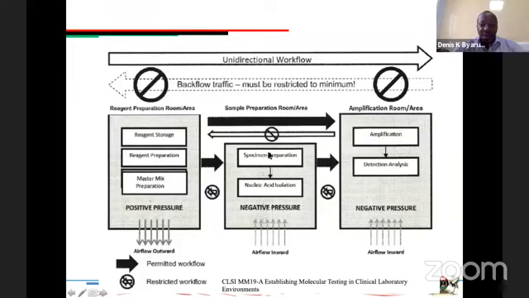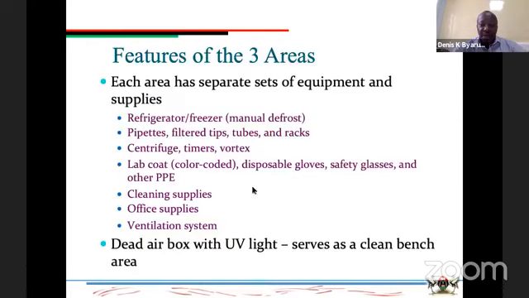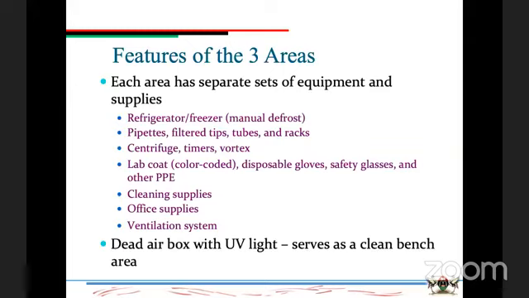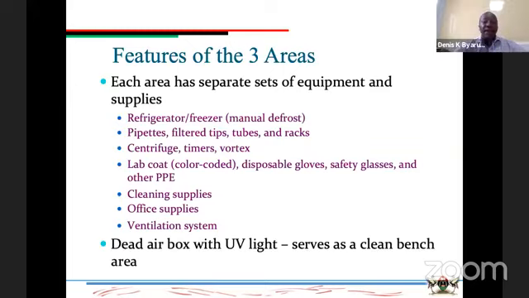Different laboratories will have different setups, controlling the movements of materials from different areas. So the specific features of this type of equipment should include specific pipettes, laboratory coats, cleaning materials, as well as any other supplies like printers or ventilation when required. The reason this is very critical is that this encourages personnel not to move from one area to the other, picking up materials from different areas.